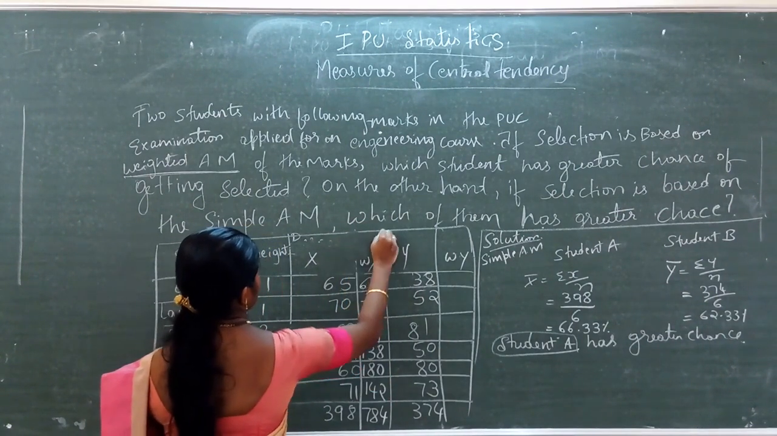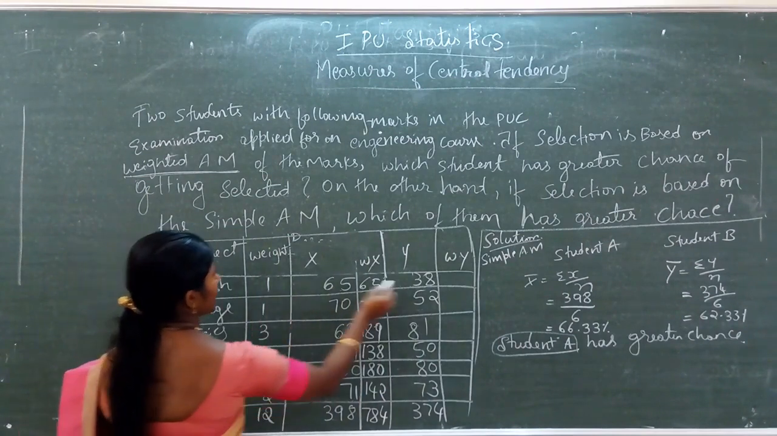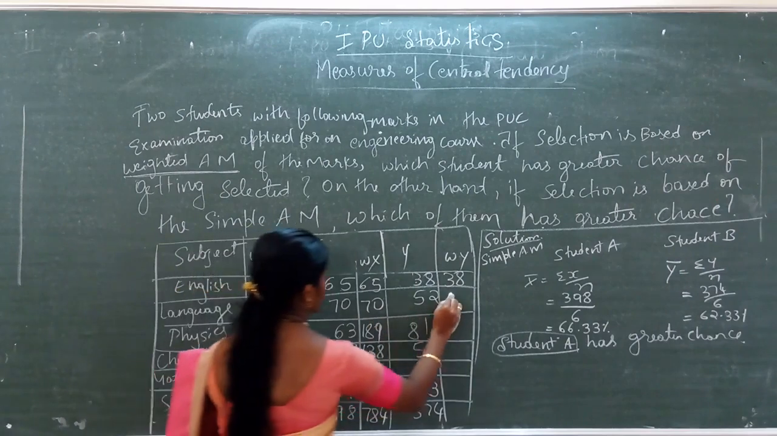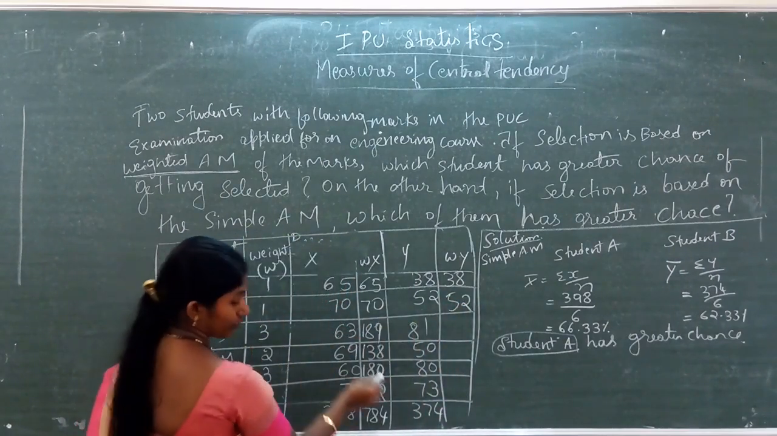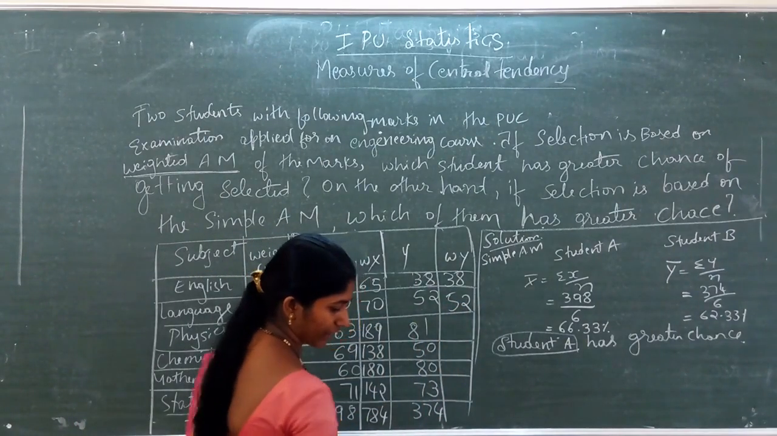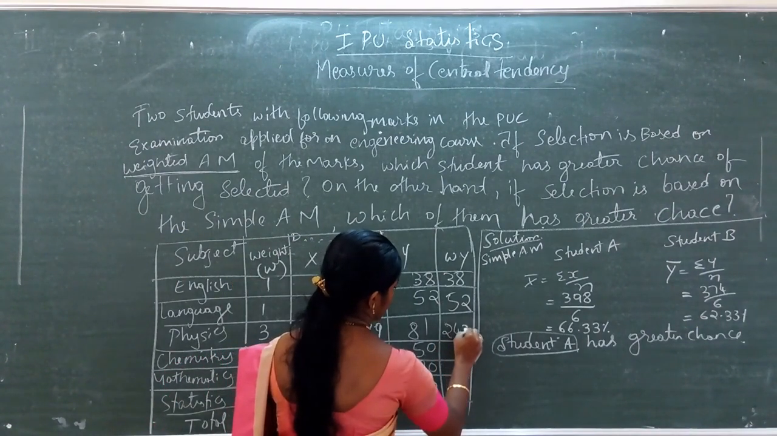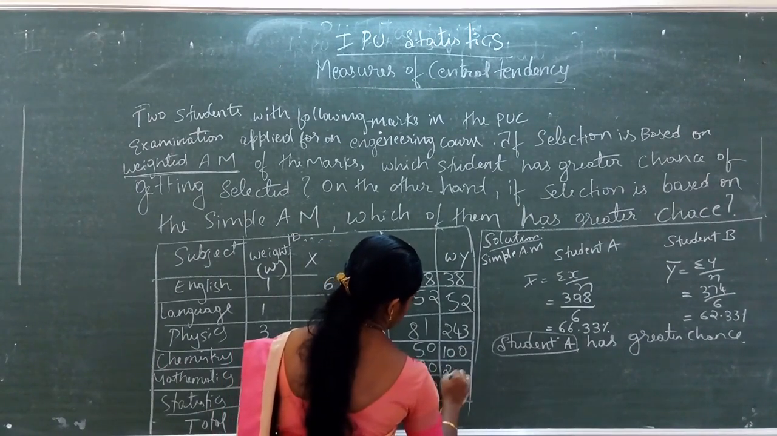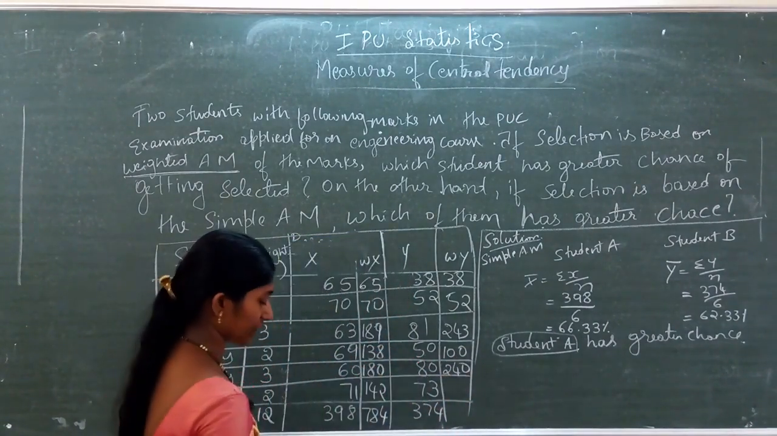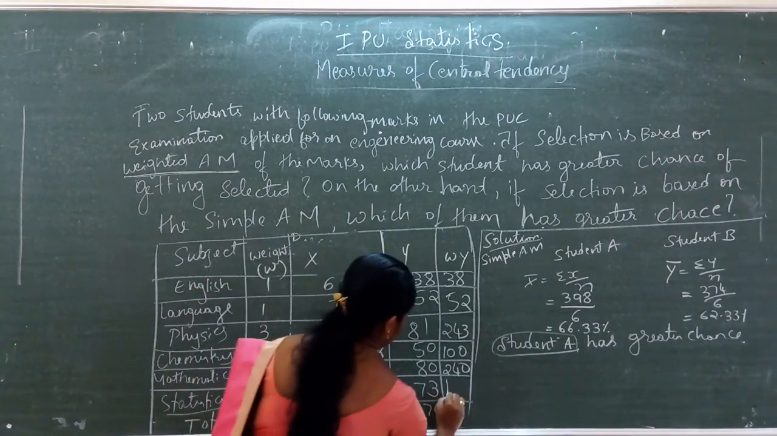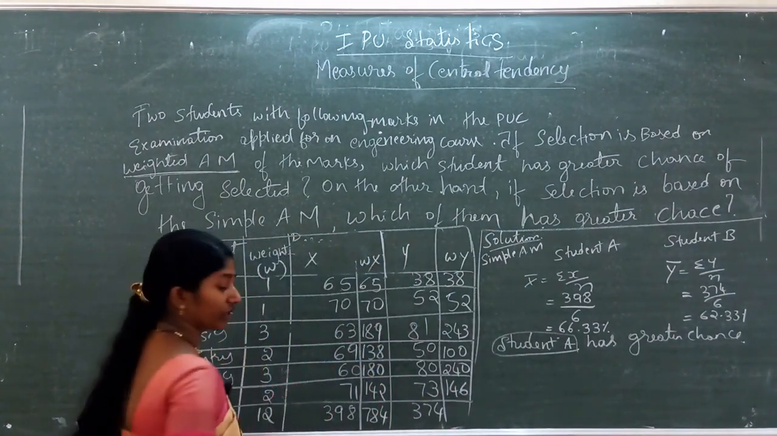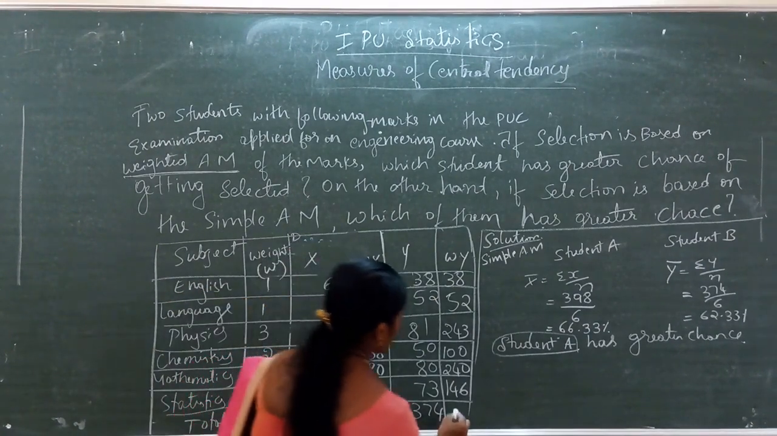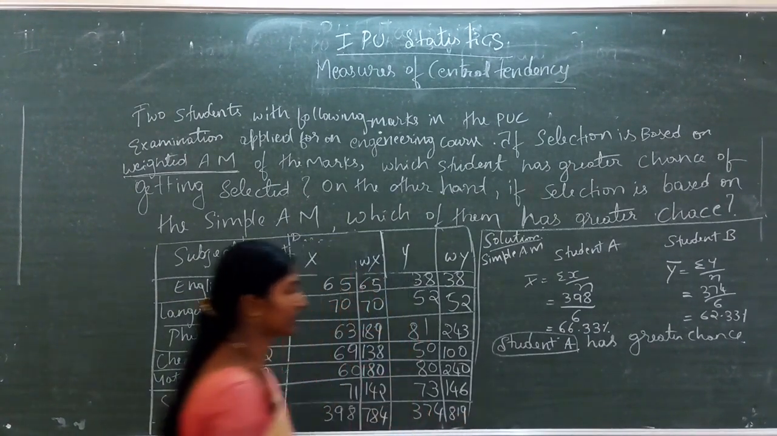1 into 38, 1 into 52, like this way. 3 into 81, that is 243. Then 50 into 2, that is 100. Then 80 into 3, that is 240. 73 into 2, that is 146. Like this way multiply, then the total answer is 819.